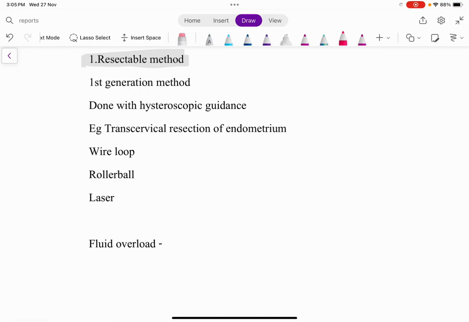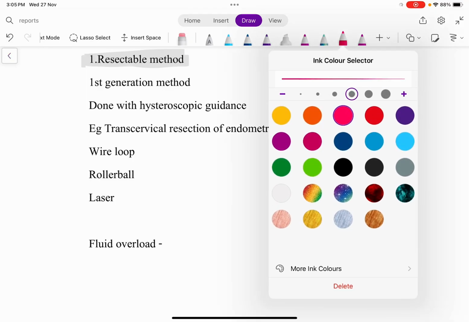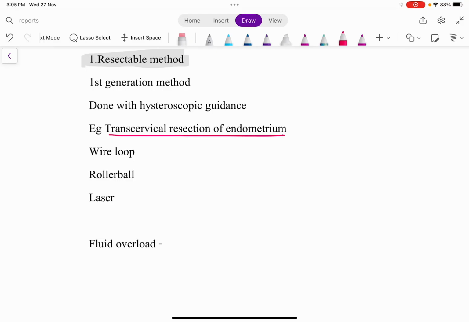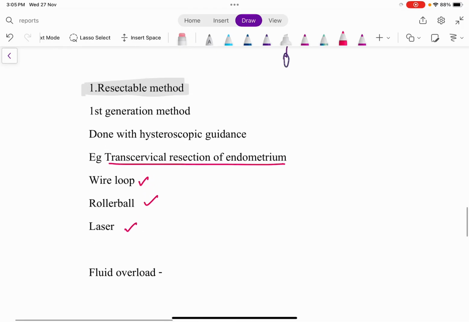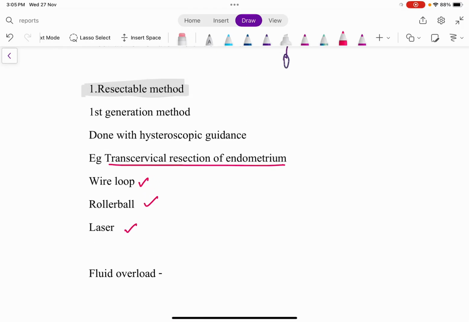The resectable method, the first generation method done with hysteroscopic guidance, includes transcervical resection of the endometrium. Through the cervix, you visualize through the hysteroscope, and you introduce the instrument through the cervix and cause resection of the endometrium. Some similar procedures are the wire loop, the roller ball, and the laser. All these are different resectable methods. You just need to learn these terms, because no questions are asked about these, but you need to know these words. So the resectable methods are transcervical resection of the endometrium, wire loop, roller ball, and laser.